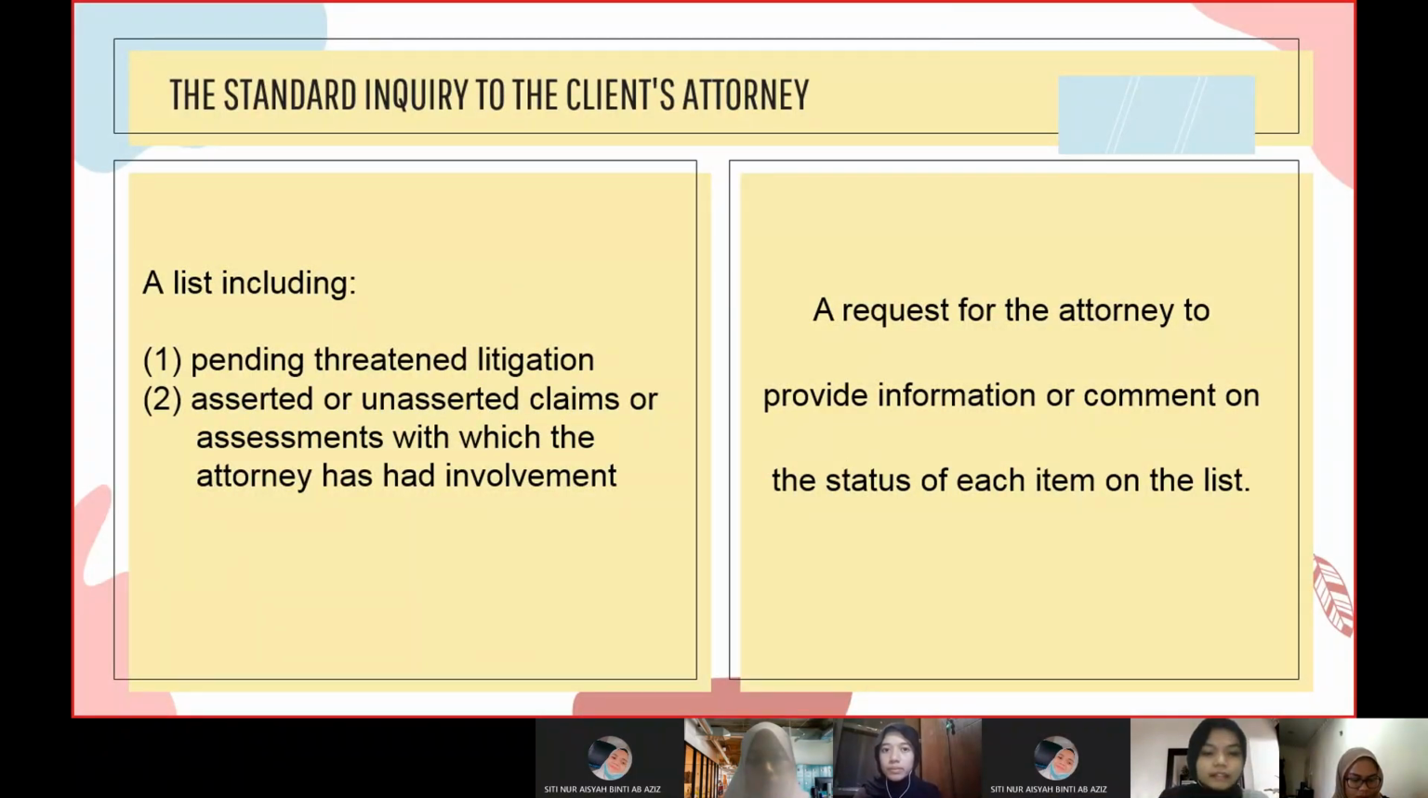Okay, the standard inquiry of the client's attorney, which includes a list of: first, pending or threatened litigation, and second, asserted or unasserted claims or assessments with which the attorney has had involvement. Third, a request that the attorney furnish information or comment about the progress of each item listed. Okay, next.